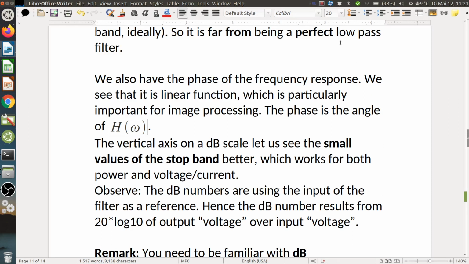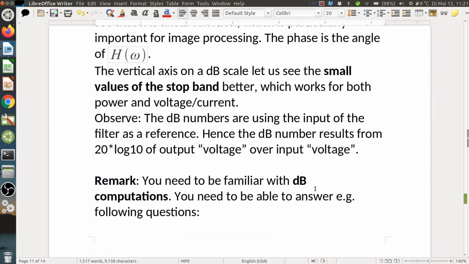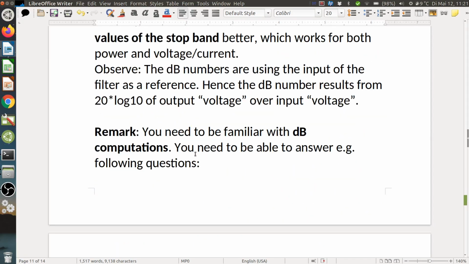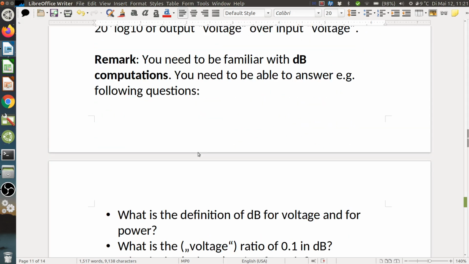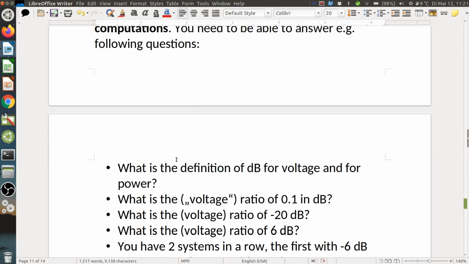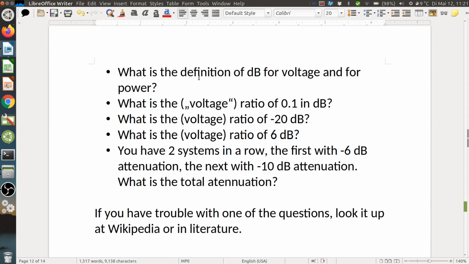Since the dB scale is so important, you need to be familiar with it. For instance, just memorize a few points. You need to be able to answer, for instance, the following questions. What's the definition of dB for voltage and for power? Right? Voltage has the factor of 20, power has the factor of 10. What is the voltage ratio of 0.1 in dB? Right? This is one of the points that you could memorize because you will see it often.